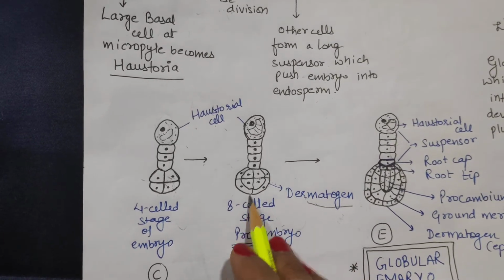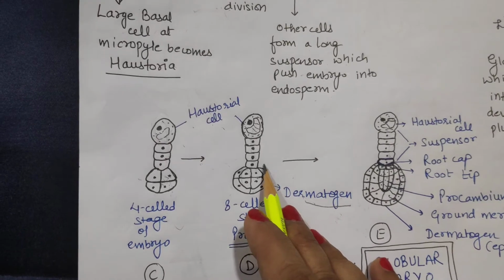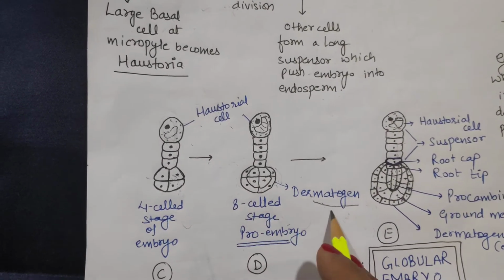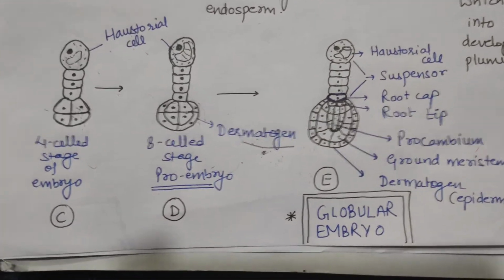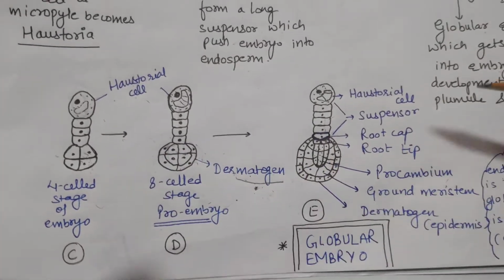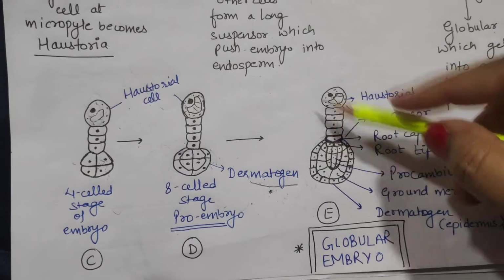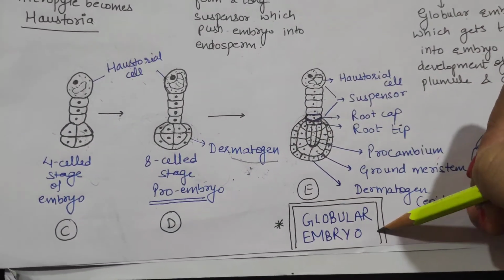So in the pro-embryo or early embryonal stage, the cells formed on the external side, this chain, or these 4 sets of cells formed, this is going to be making the outermost covering of the plant body, and this is called the dermatogen layer. With further development, if you see, the embryo becomes more and more massy in structure. This is a globular shaped embryo.